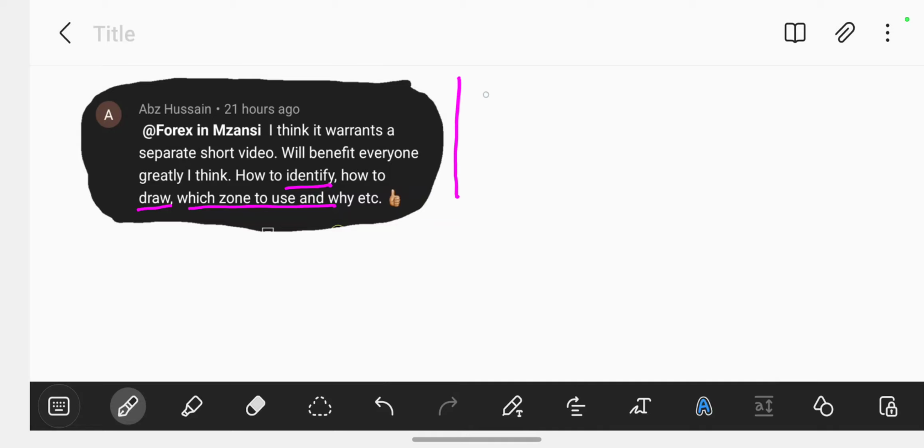The first part, which is identifying the zone, is easy. Usually when I make my videos, I like giving an example with the support, but when you're going down, it will be resistance. So let me just give an example with the resistance for today, just for a change.